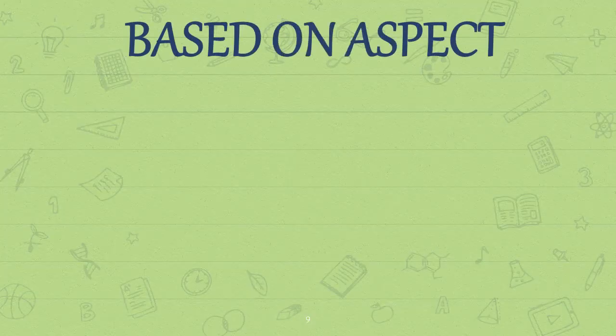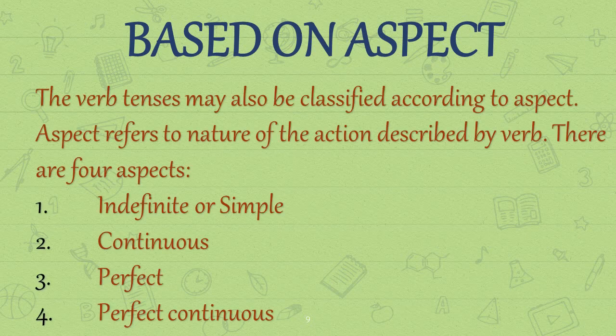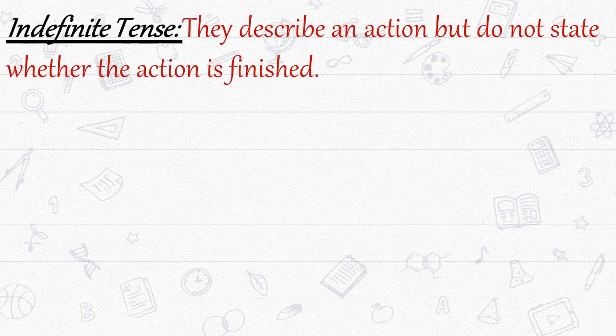Now, based on aspect, how many tenses are there? The verb tenses may also be classified according to aspect. Aspect refers to nature of the action described by verb. There are 4 aspects: indefinite or simple, continuous, perfect, perfect continuous. Indefinite tense, they describe an action but do not state whether the action is finished.